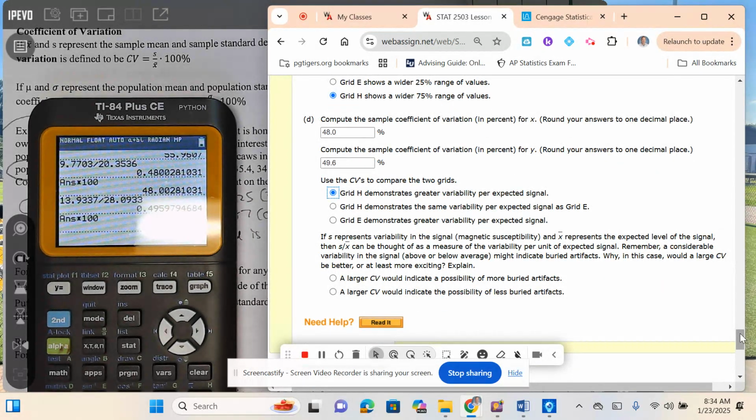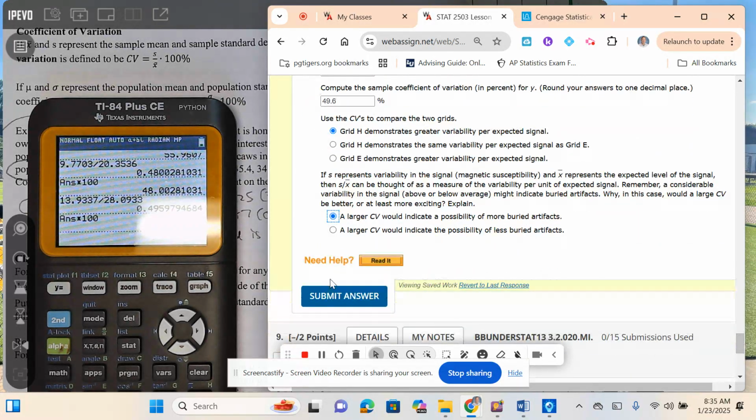Let's think about this. If S represents the variability of the signal and X bar, the sample mean, represents the expected level of the signal, then S divided by X bar can be a measure of variability per unit. So why in this case would a large one be better or at least more exciting? A larger one might mean a possibility of more varied artifacts, because there's more possibilities since the spread is larger. That means the range of values can be larger, so you could have more buried artifacts.